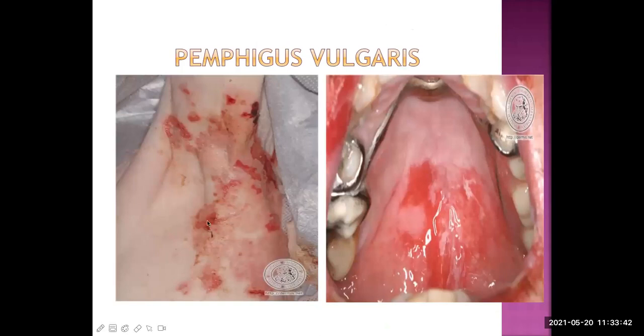Now see this. There is another picture. Most of the bulla and vesicles are ruptured here, and this is the mucous membrane. See this, these are the teeth. So this is the oral cavity towards the palatal area. Look at the ulcers here. These are the ulcerations.